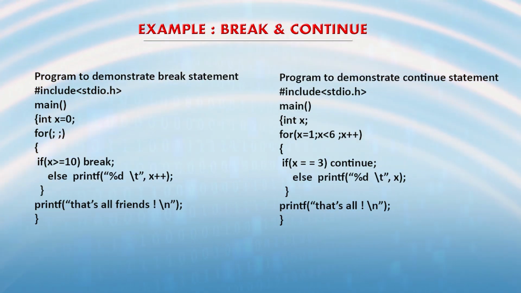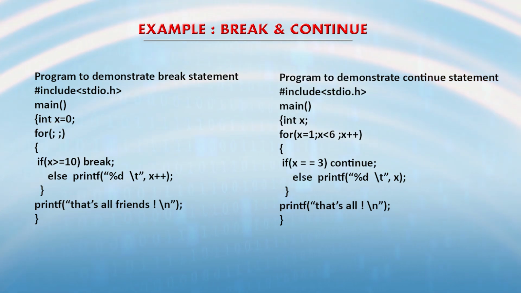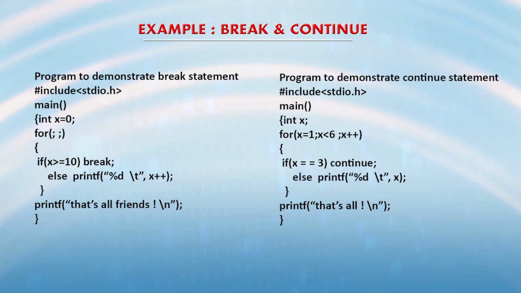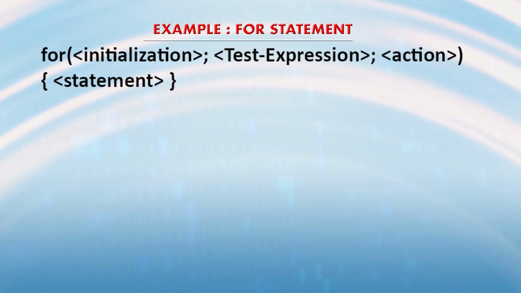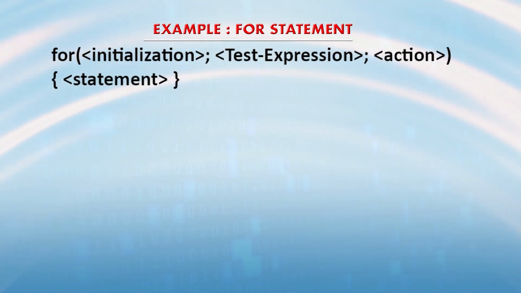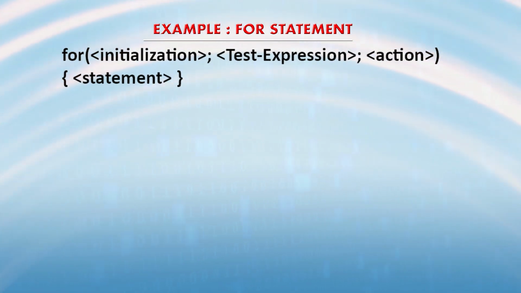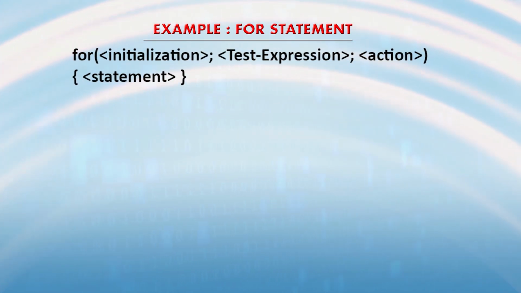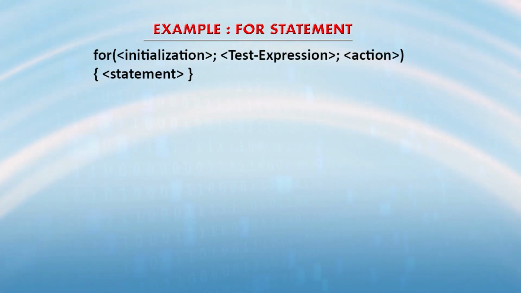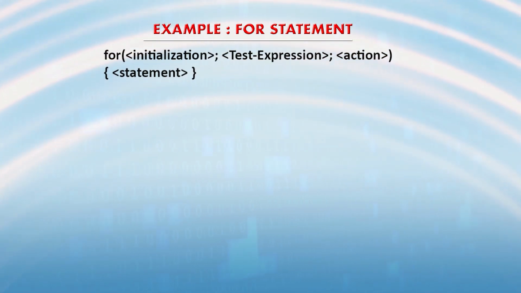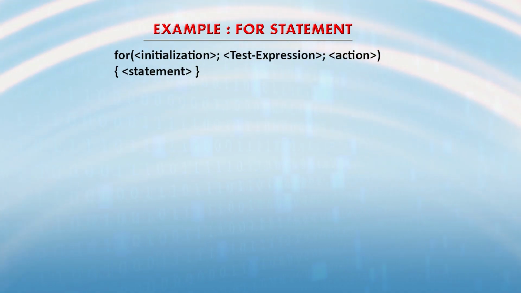So, that is all for the understanding of the break and continue constructs of C programming. Let us understand the for construct again with the help of a suitable example. The for construct has three sections: the initialization section, the test expression and the action. After that, within the curly braces, we have a set of statements which are to be executed.